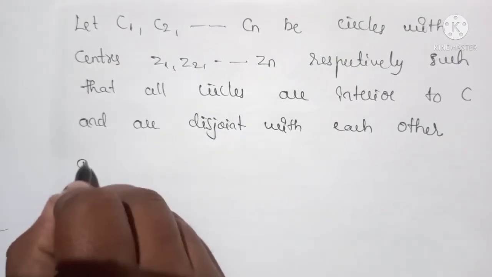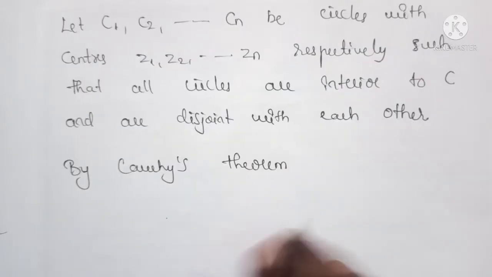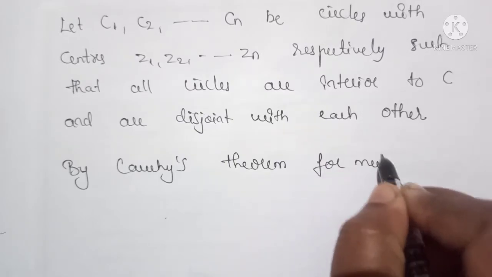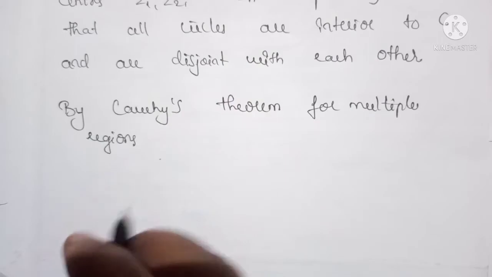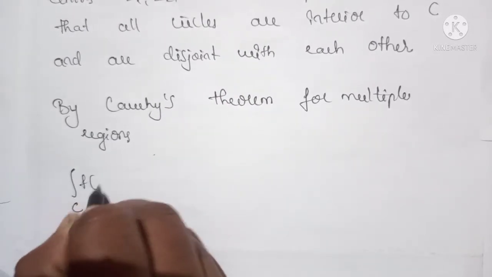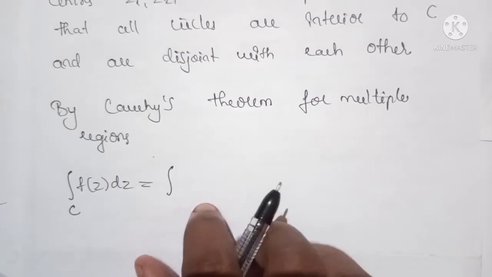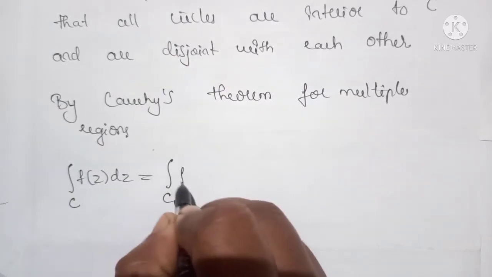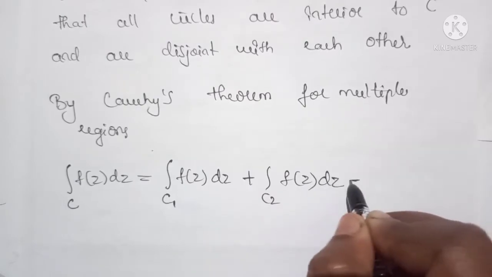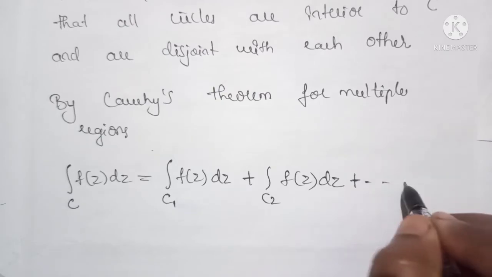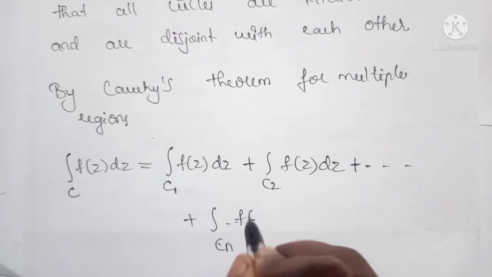Now by Cauchy's theorem for multiple regions, that is, by the properties of line integral, we can write the integral over C of f of z dz equals, if this C is enclosed by different curves, the integral over C1 of f of z dz plus the integral over C2 of f of z dz plus, and so on up to, the integral over Cn of f of z dz.